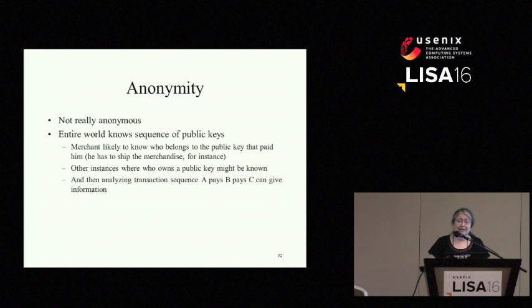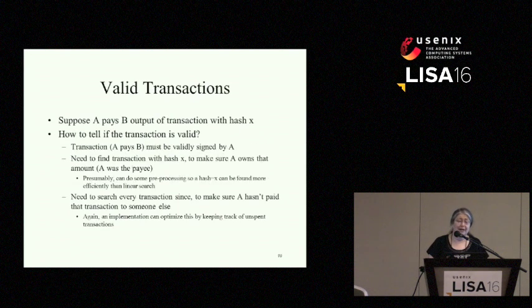So it's not really anonymous. The entire world knows the sequence of public keys, who paid who. The merchant is likely to know who they shipped the merchandise to. And there are other instances where who owns a public key might be known. And if you mine the data of A pays B pays C, it can give you a lot of information.